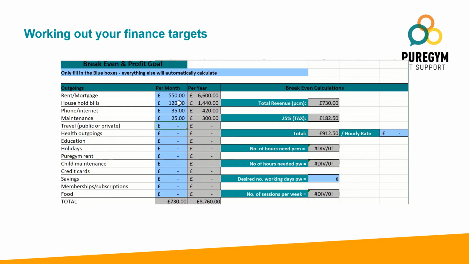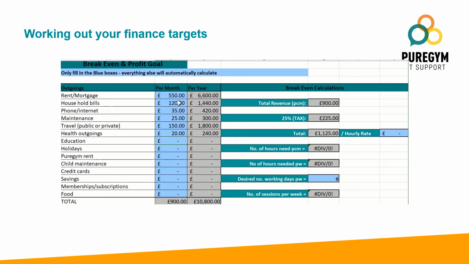Travel: if you use public transport, you've got monthly passes, or if you use your car, it's insurance, it's tax, unfortunately, and the cost of petrol, etc. So let's say that's maybe 150 a month. Health outgoings, so any supplements, healthcare, anything like that, say 20 quid a month.